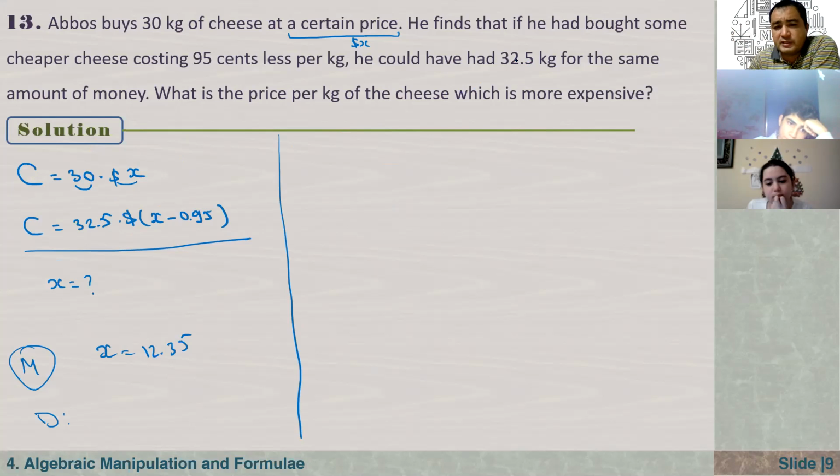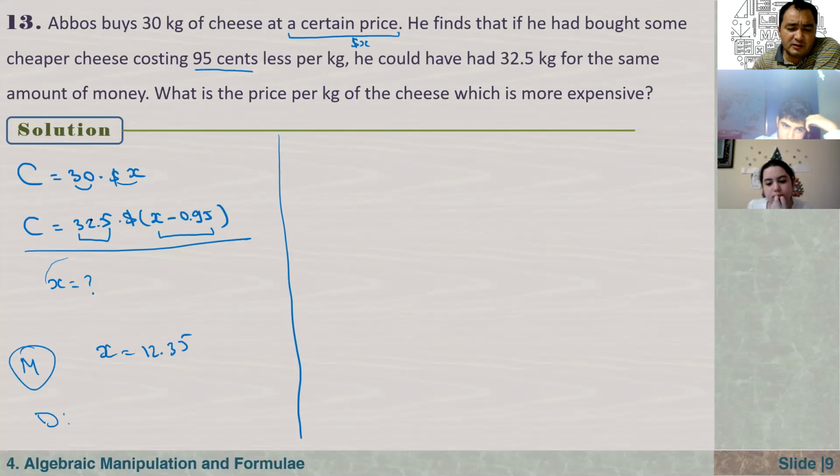In the second part of the question, it says that he finds that if he had bought some cheaper cheese costing 95 cents cheaper, or less, that means that now 1 kg is not X dollars, it is X minus $0.95. Then he could have had 32.5 kg. So we could actually buy 32.5 kg for the same amount of money. What is the price per kg of the cheese? Which is more expensive? Here, the first one. So we need to find X.